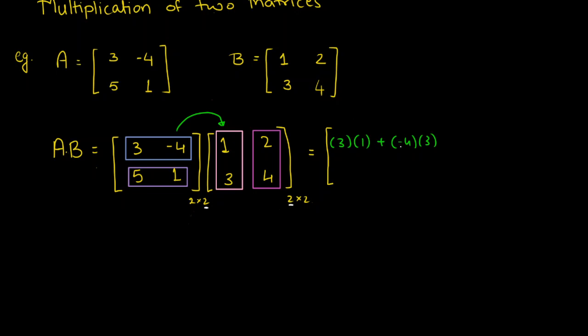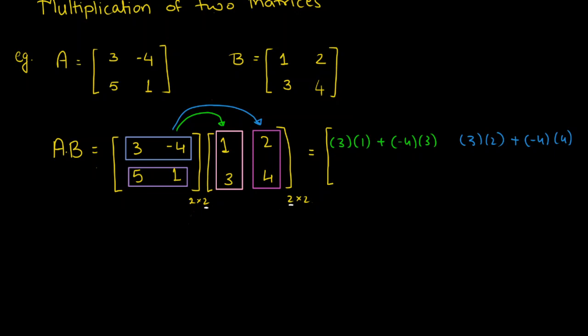Now if I'm moving on to the first row, second column element, I'll multiply the first row and the second column. And again, multiplication will be done element wise. So it will be 3 into 2, and I have minus 4 into 4, so minus 4 into 4, and a plus sign between them, right? So we were dealing with the first row elements, and that is why we were using the first row of the first matrix. Now as we go to the second row, we will use the second row elements.